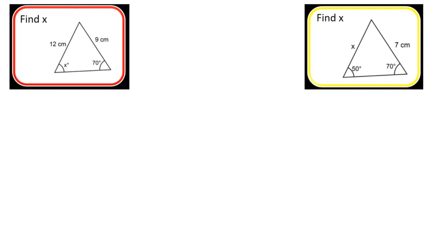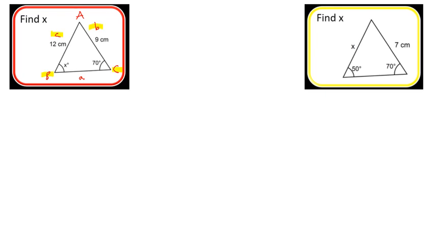So to start with the question on the left, we need to find x. Let's start by labelling our angles and sides. Remember, the same letters always go opposite each other. After that, let's think about what we know already. I know B and I want to know angle B. I know C and angle C.